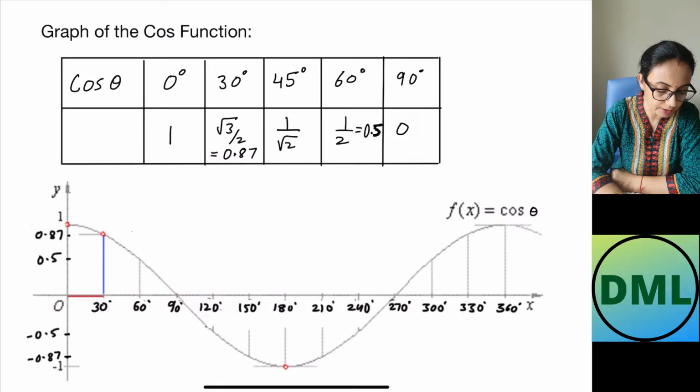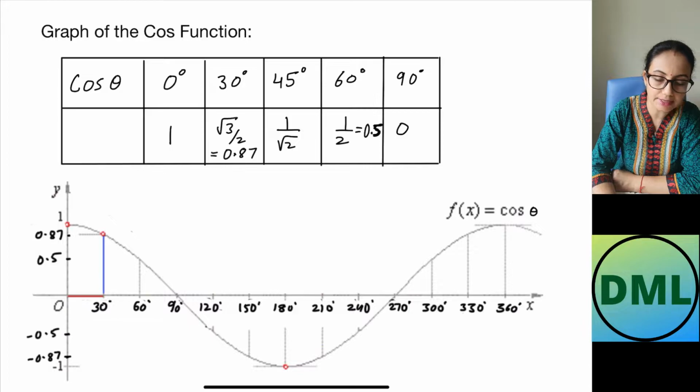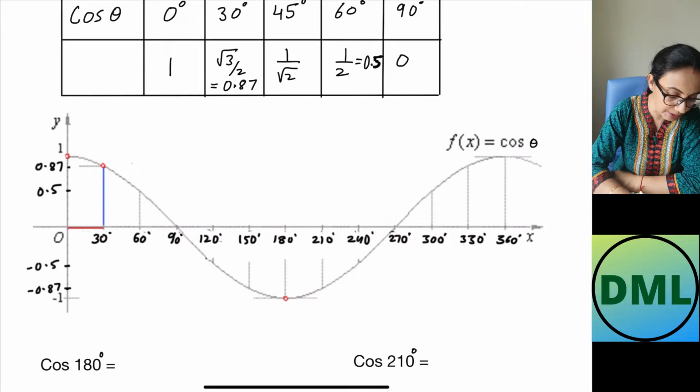We have the chart here for cos theta, the values for 0 degree, 30 degree, 45 degree, 60 degree and 90 degree. Cos 0 degree is 1, cos 30 degree is root 3 by 2, which is approximately equal to 0.87. Cos 45 degree is 1 over root 2, cos 60 degree is half and cos 90 degree is 0. If we plot all these values on a graph paper, our values will be like this.